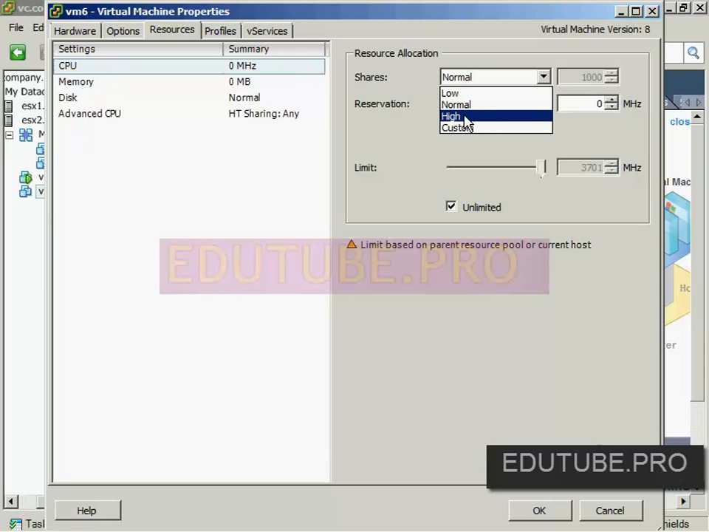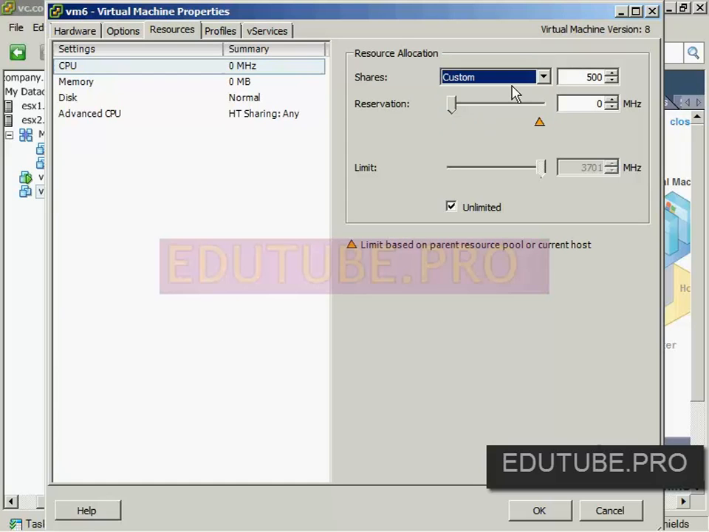Now these are nice because if I have certain virtual machines that I want to receive more attention from resources, I just set them to high and then they've got what they need. And the ones that I'm less concerned about, I can set to low, and that makes it very easy. I can also customize the number here by choosing custom and choosing a number.